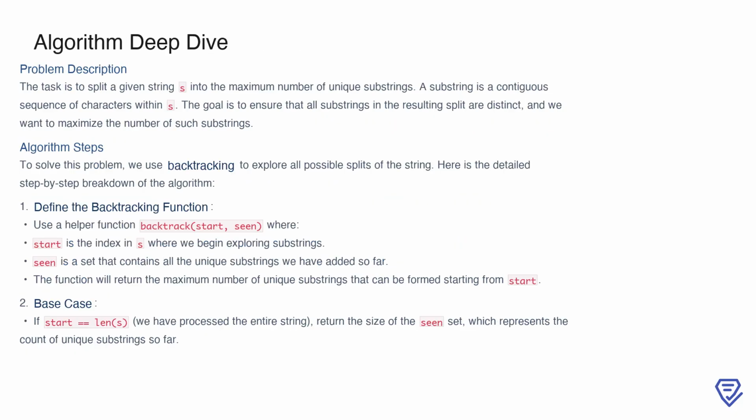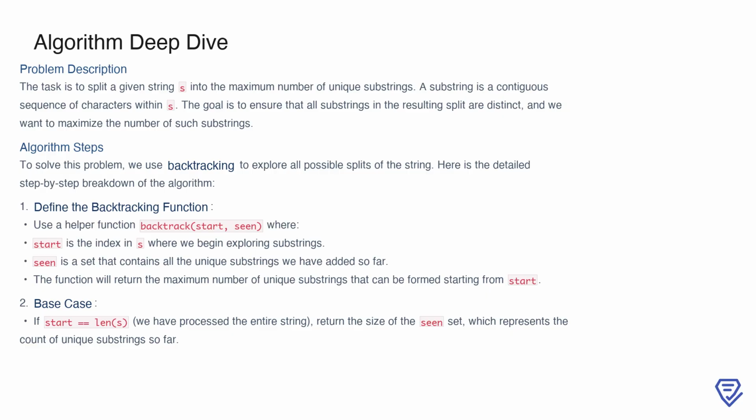The problem we're tackling here is to split a string into the maximum number of unique substrings. A substring is simply a contiguous sequence of characters within the string. The challenge is to ensure that all substrings in your split are distinct, and the goal is to maximize the number of these unique substrings.